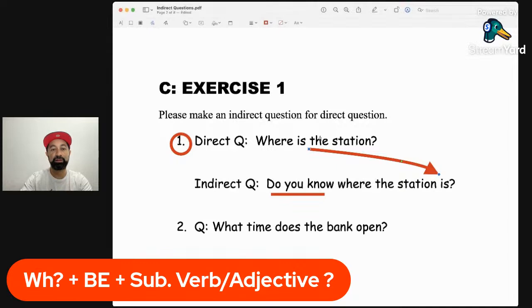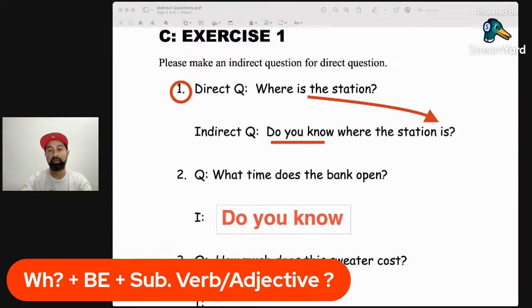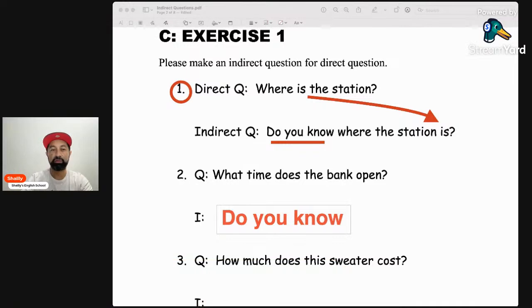Number two, the direct question is, what time does the bank open? What time does the bank open? Let's change it to an indirect question. And we're going to start with, do you know? Does anybody want to try that who's watching? How do we make this into an indirect question? What is the rest of that question? Don't be shy. Let's see if anyone can answer the question correctly here.